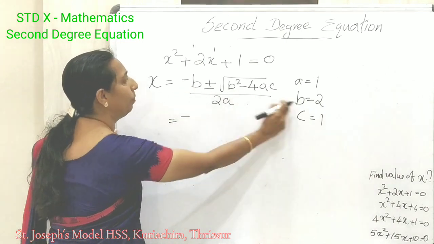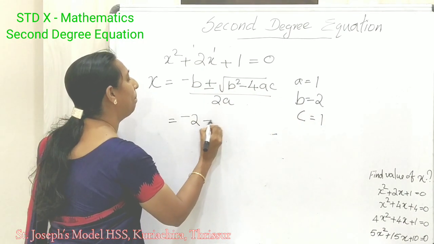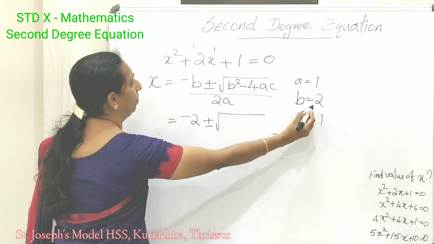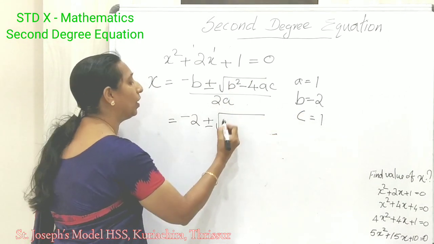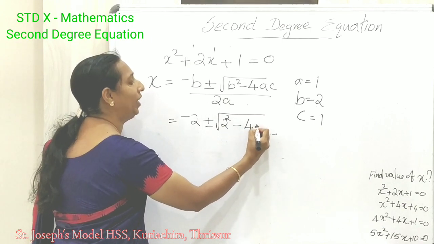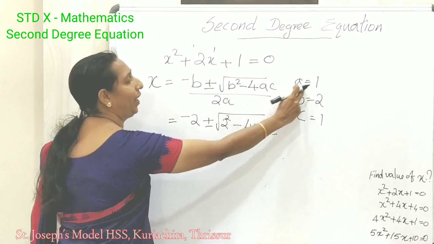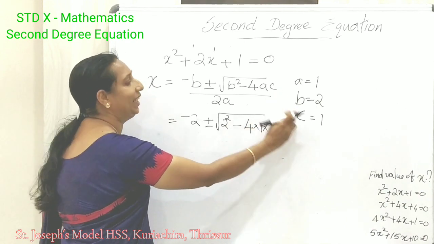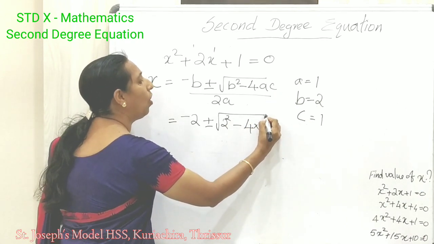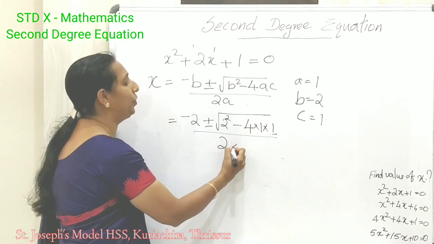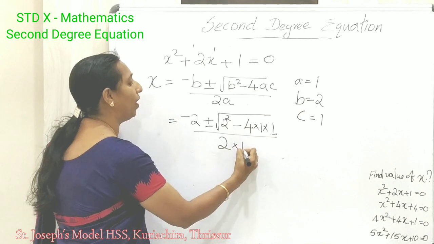That is equal to minus, what's the value of b? 2, plus or minus root of b square. b is equal to 2, then b square, that is equal to 2 square, minus 4 into, what's the value of a? 1. 1 into, what is the value for c? 1. All divided by 2a. That means 2 into a. Value of a is equal to 1.